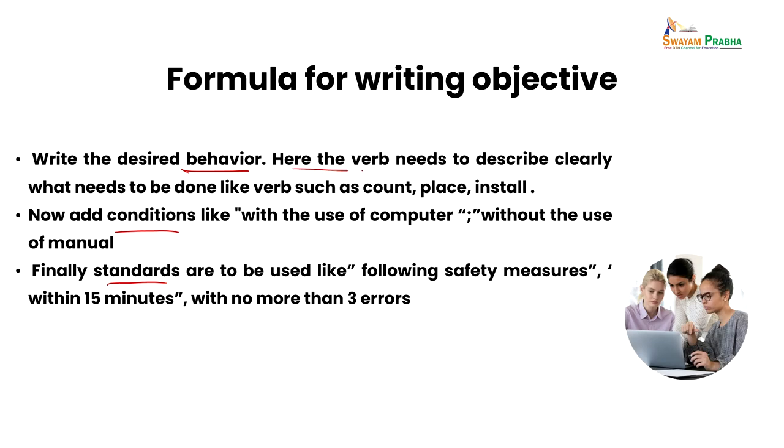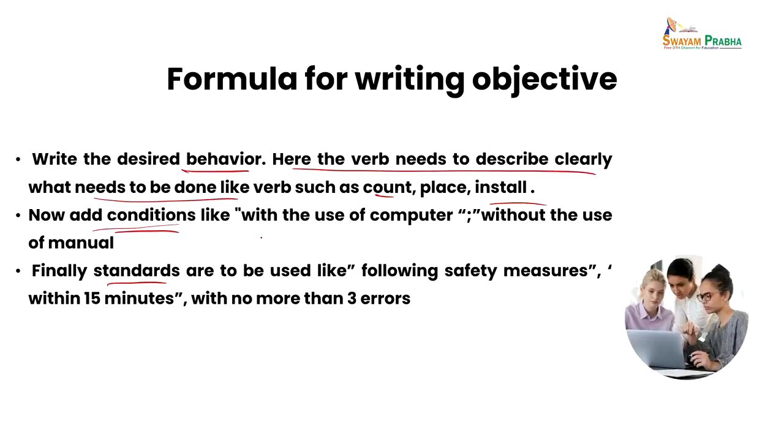Here the verb needs to describe clearly what needs to be done. For example, some of the verbs can be counting, placing, installing, etc. Now adding conditions like with the use of computer, without the use of computer, without the use of manual, or whatever condition we want to put here, has to be clearly communicated while writing the objectives.